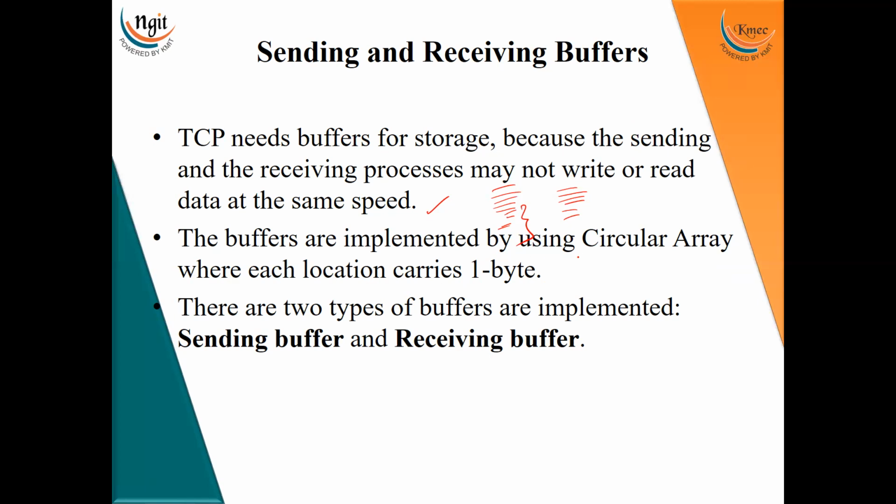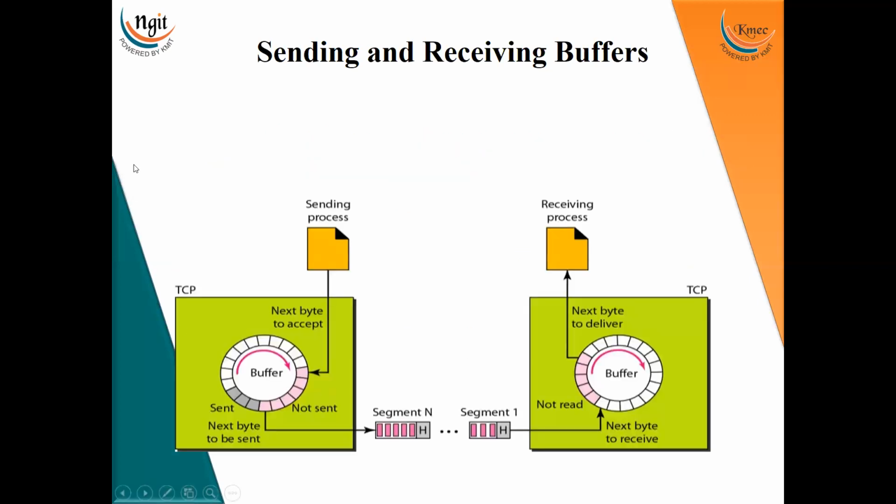For that reason, we should maintain a buffer. The buffers are implemented using a circular array where each location carries 1 byte. And there are 2 types of buffers: the sending buffer as well as the receiving buffer. Here is the sending buffer. It is going to store the data the process is sending one after the other. Then the buffer is going to send one after the other based on the requirement. Sometimes it is sending 5 but receiving only 3. One after the other it is going to receive, store and send. This is the sending and receiving buffers.